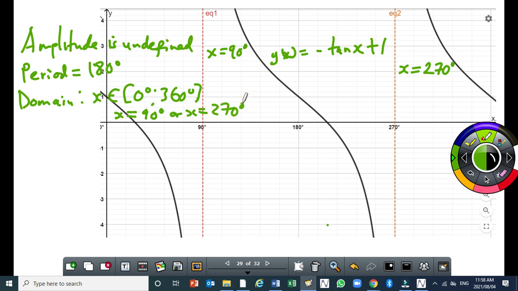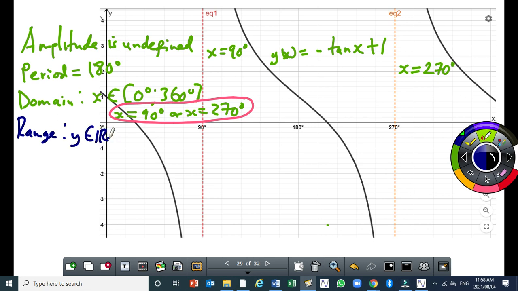So when you're writing the domain for the tan graph, make sure you don't forget to write this part here. It's very, very important. Okay? And then the range is y is an element of real numbers.